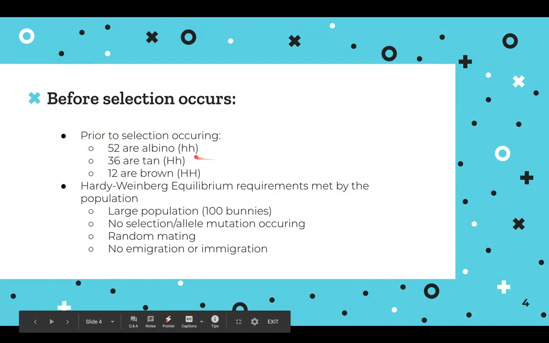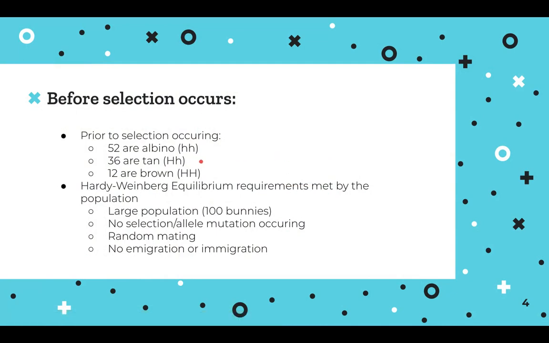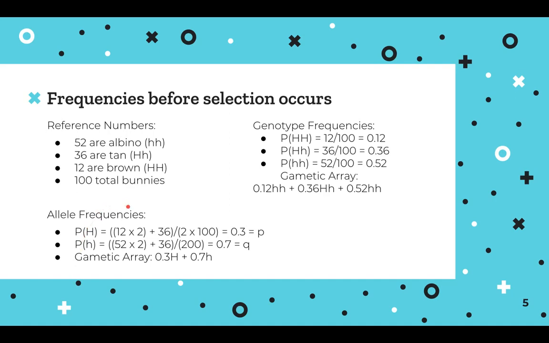Before selection occurs, we have 52 albino, 36 tan, and 12 brown bunnies, and we know we're in Hardy-Weinberg equilibrium. We have a large population, and all these factors our scientists are controlling. So we've got our reference numbers here, and then we're finding our allele and genotype frequencies. To find our allele frequencies, we find the number of big H's in the population out of the total number of alleles, which is 200, because every bunny has 2 alleles. That's how we get these 2 values, our P and Q values.